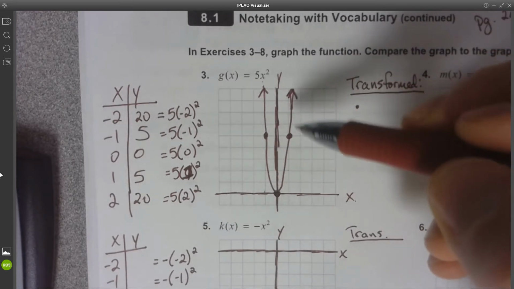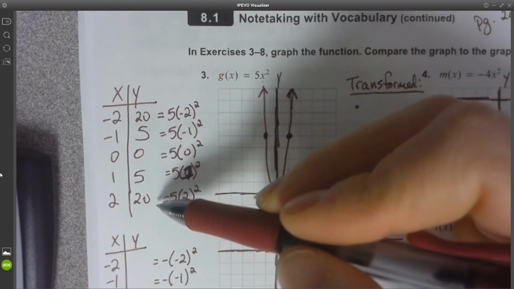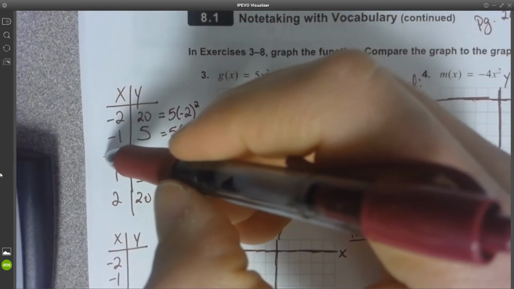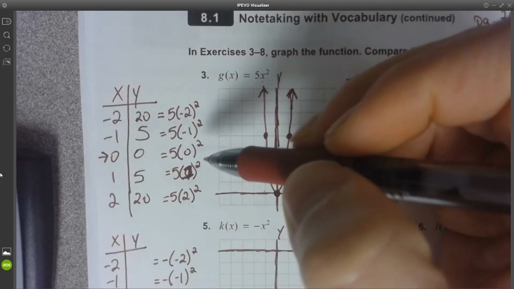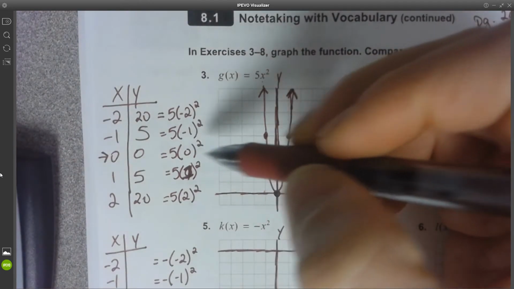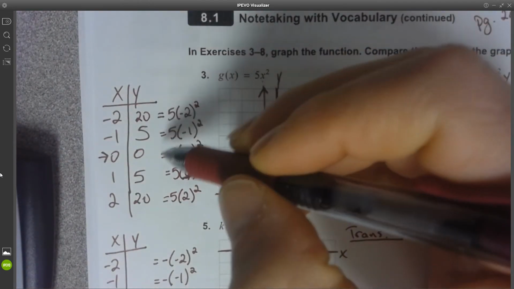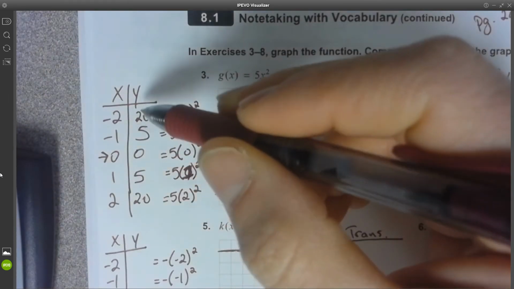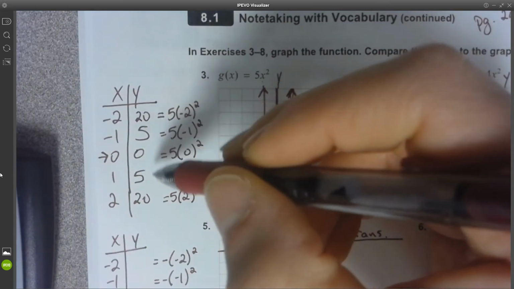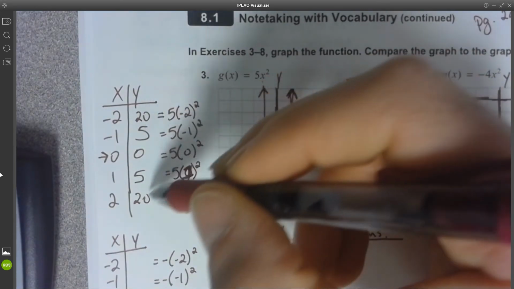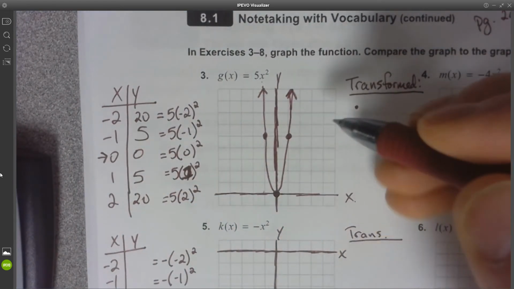When you make these graphs, you should see that they're symmetrical. You should see that in your table as well. You should see this middle part right there. That's your vertex, so that should be the middle. On both sides, to the left and to the right, we should see the same numbers as we move away from the vertex. So 5, 5, 20, 20. Your table should be symmetrical just like your graph.